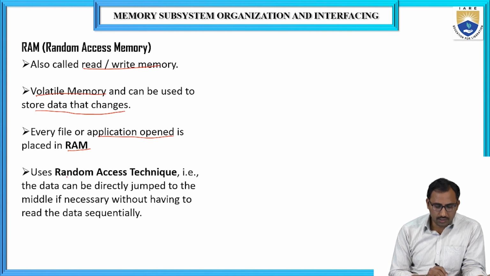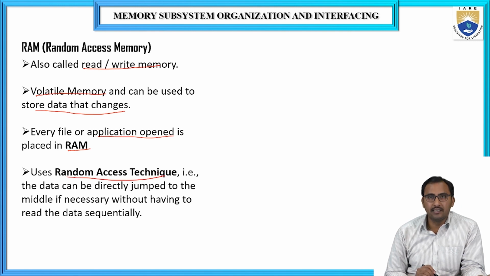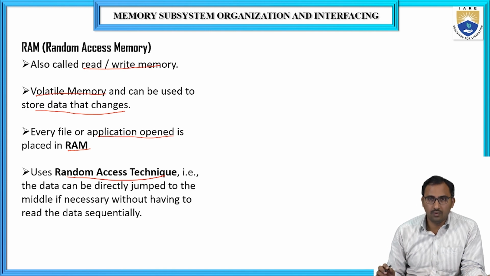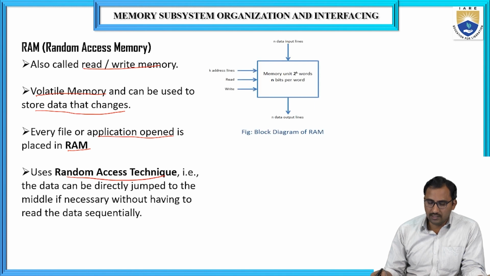And this RAM uses a random access technique. Random access technique means we can directly go to any memory location inside that RAM chip. No need to go through sequential memory locations. Okay, so here you can see the block diagram. Here the memory unit has 2 power k words and n bits per word. So 2 power k into n.